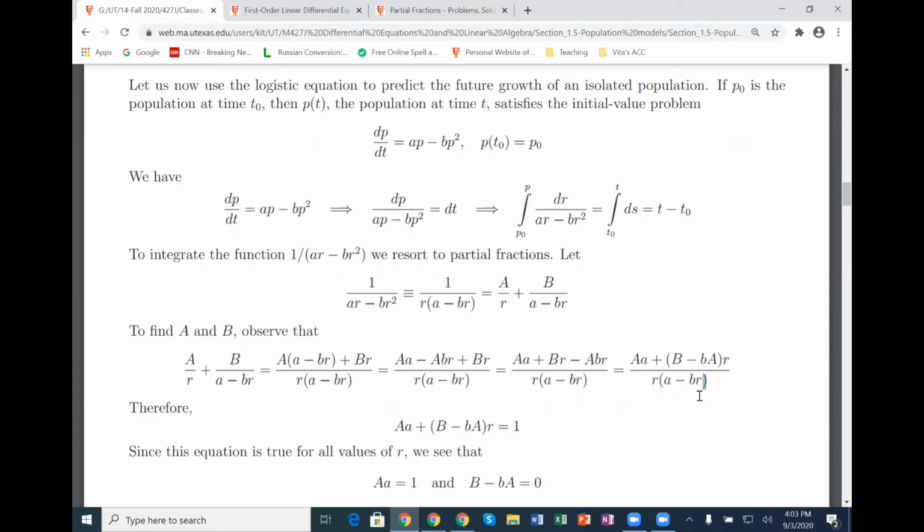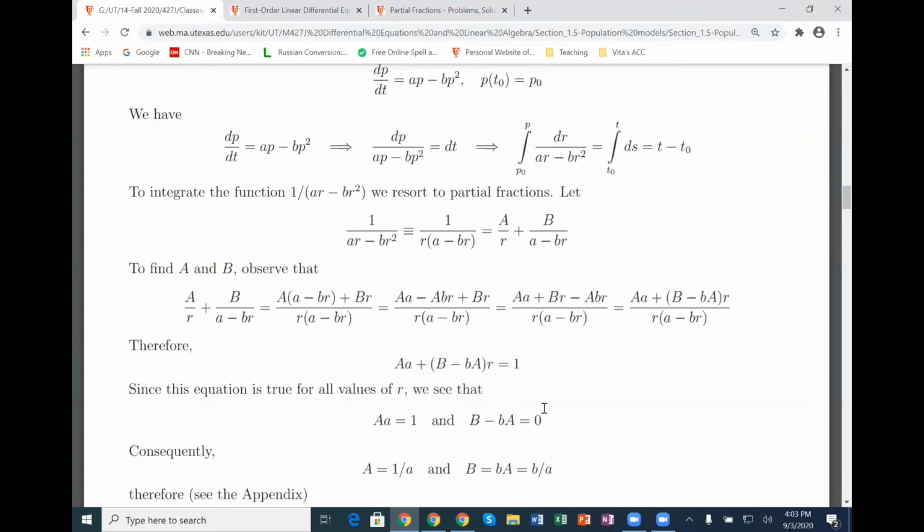So, note that these two fractions have the same denominator. It's the same. Therefore, this is identically equal to this if and only if the numerators are identically equal. It's exactly what we have over here.